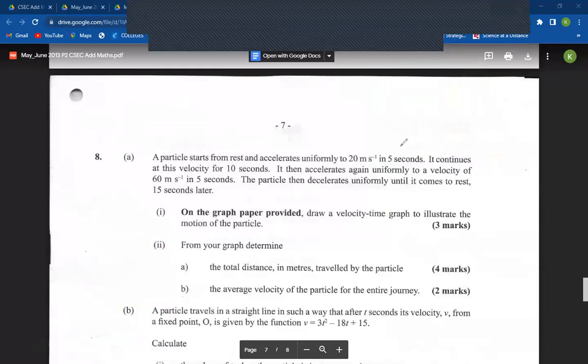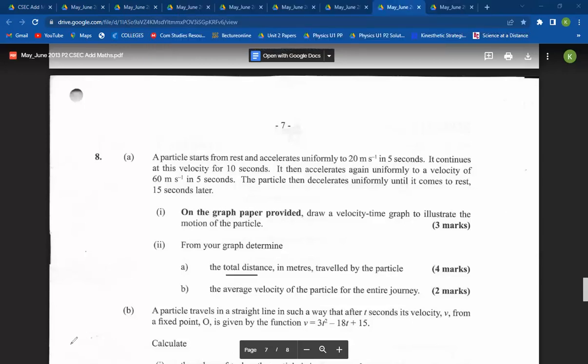You said you're trying to integrate, so what exactly were you integrating to get the total distance? The equation of each line. So the graph looks like this. You found the equation for each line, so I'm going to have multiple operations to do. Okay.